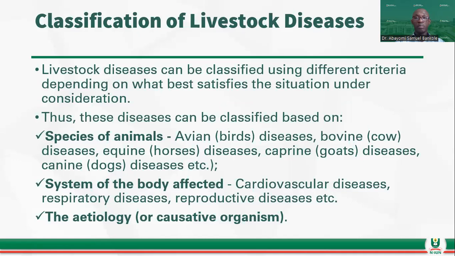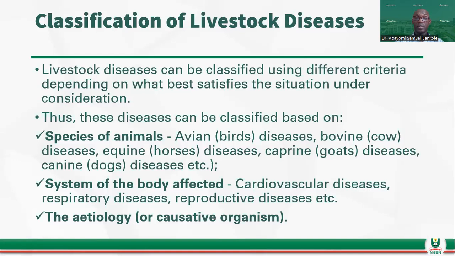Now, let's go to the meat of today's discussion, and that is classification of livestock diseases. That's the major heading we have today, but we needed to create that background for us to understand how diseases occur. So, livestock diseases can be classified using different criteria depending on what best satisfies the situation under consideration. Therefore, diseases can be classified based on a number of criteria, majorly three of them.